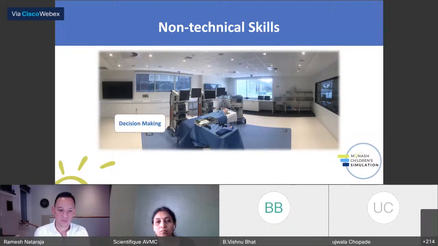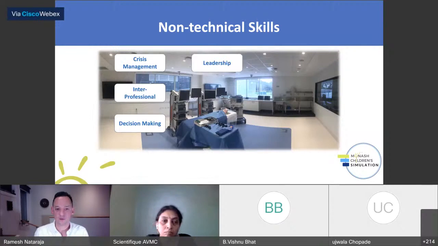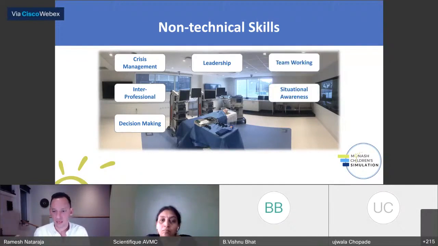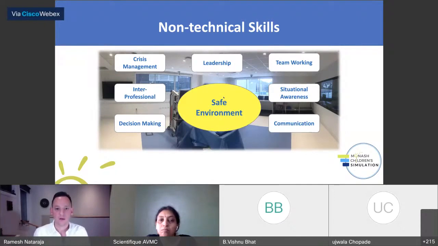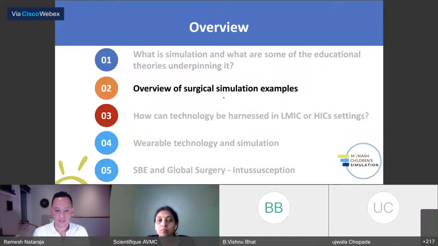This is where I teach them decision-making, interprofessional skills, crisis management, leadership skills, team working, situational awareness and communication, all within a safe environment. Real factors that can make a big difference to patient outcome, in a safe environment. And you can have the team of anaesthetists, the surgical team, the nursing team, all interacting and giving different scenarios as they go through, to teach students and surgical trainees, medical trainees, anaesthetic trainees, all these essential skills. So let's go through some examples from my world of surgical simulation.